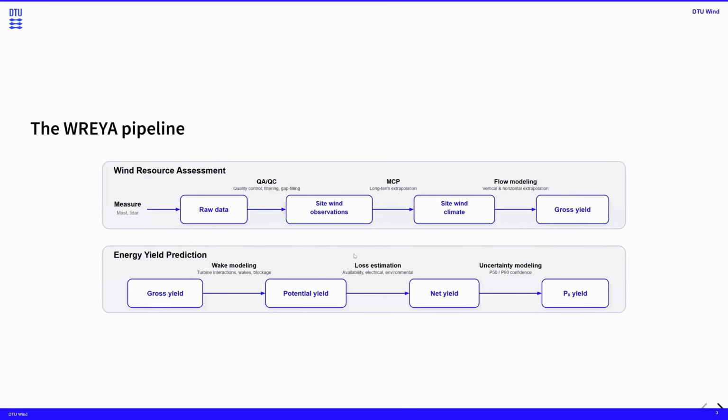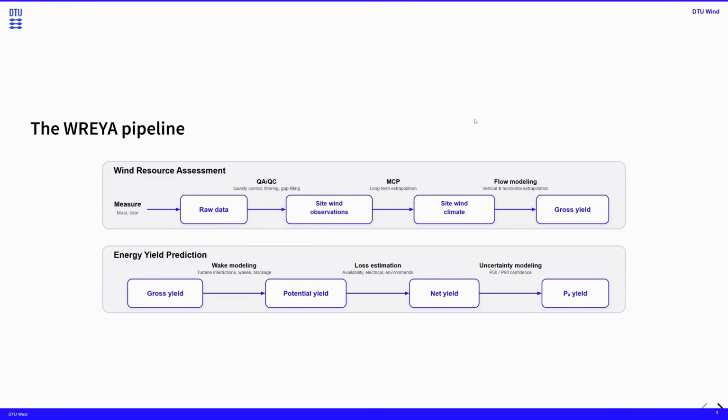And then we add further real world losses like electrical losses, availability, and so on, to get a net yield. And then finally we add some uncertainties to that and get an uncertain yield in the end, which is what we can bring with us to the bank.